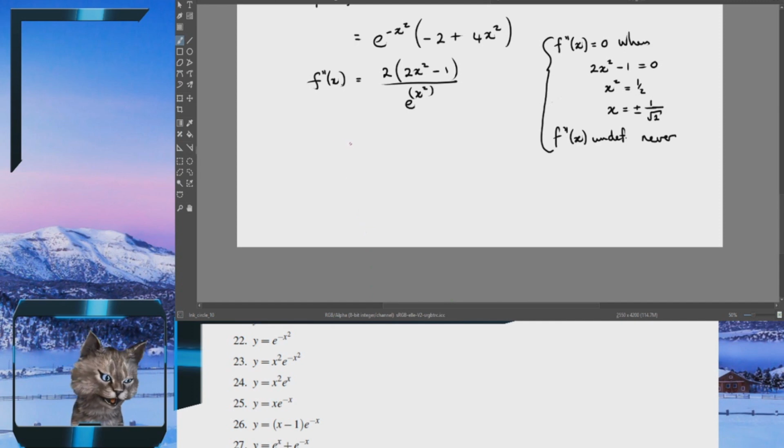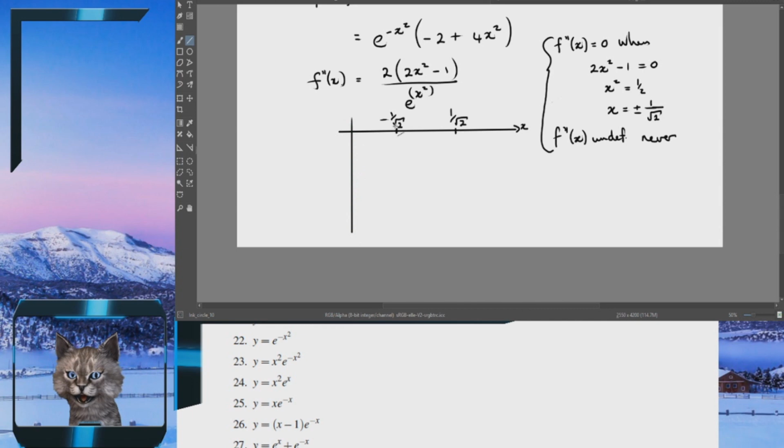Can I squeeze in my table? I'm going to squeeze in everything over here. Why not? I think I can. Now it's split up my x-axis into negative 1 over root 2 and positive 1 over root 2. You can go decimal if you want to, but the root 2 is pretty clean number. So, I have my pieces. Write the 2 if you want to write the 2, because sometimes it's negative and it plays an important role. 2x squared minus 1 and e to the x squared.